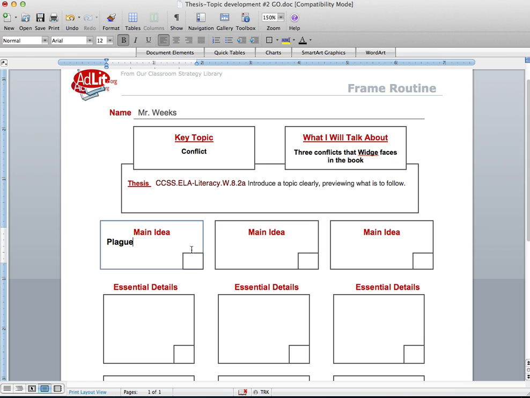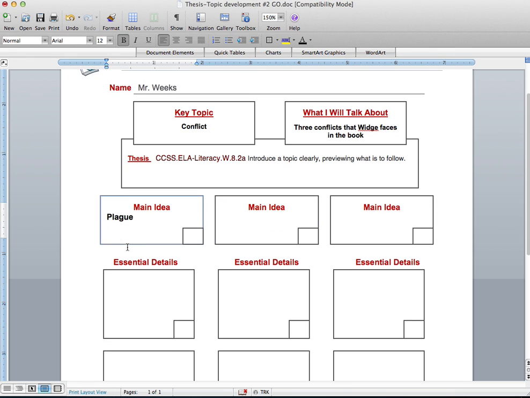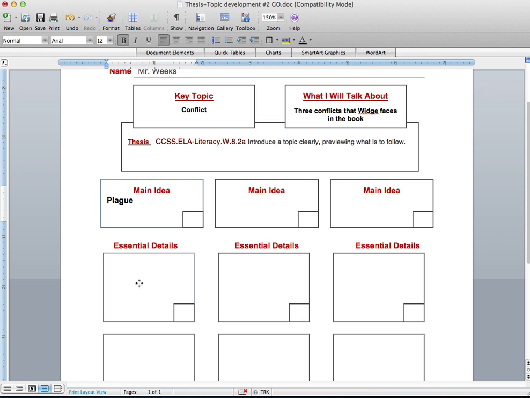All right, once you've got a main idea identified and put into your box, you've got to put in some essential details about that particular idea. Okay, so you want to make sure that you're using textual evidence, and that means that it's important that you go back into the book and you find places where that particular conflict is going on and things that the characters are doing to try to overcome that conflict.